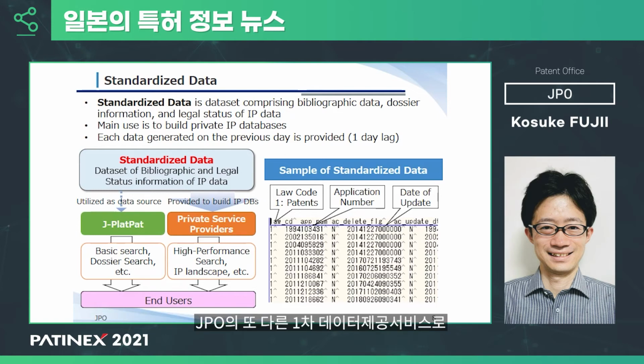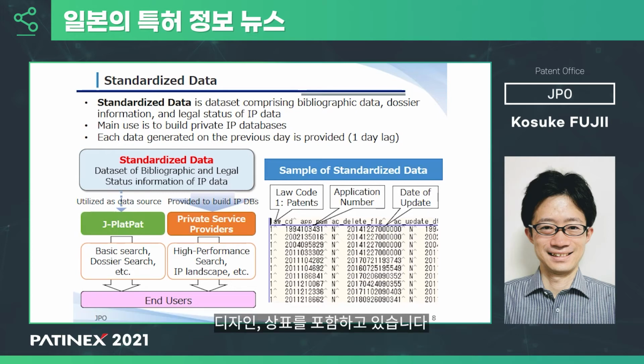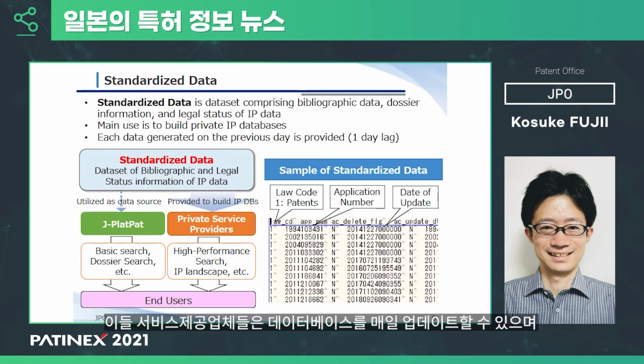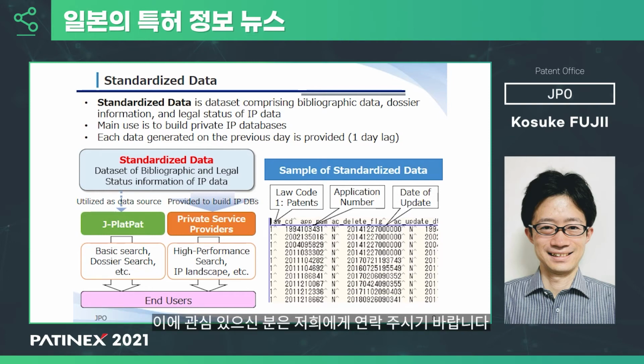The other primary data provision service of JPO is standardized data. Standardized data is a data set comprising bibliographic data, dossier information of patents, utility models, designs, and trademarks. See the right side as a sample of the data. Standardized data is mainly used to build the private IP databases by the service providers. Using the data, the service providers can update their databases daily. The standardized data can be downloaded by anyone who registered, so please contact us if you are interested.